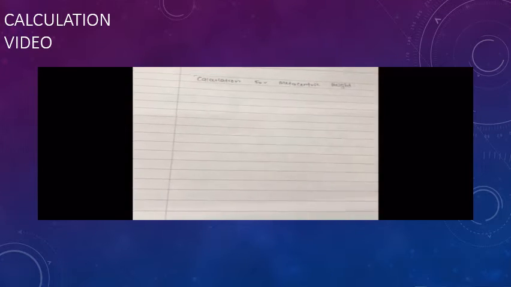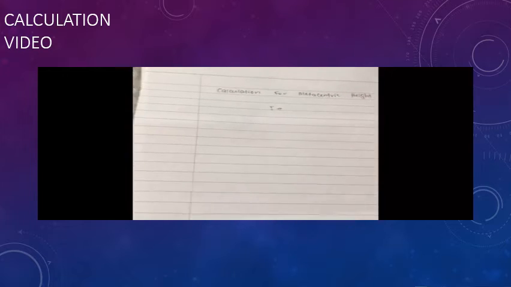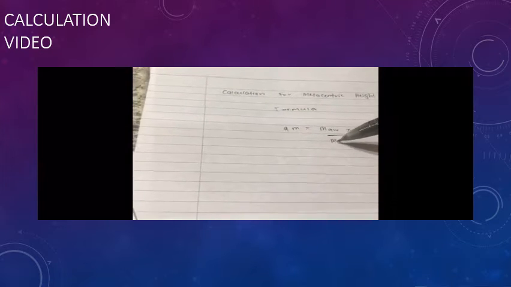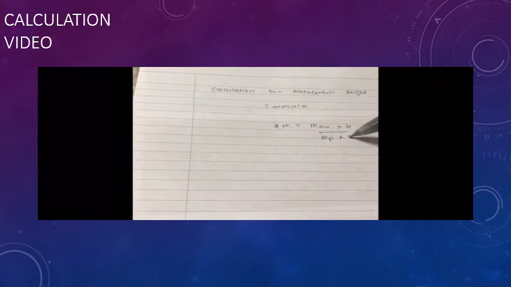So the formula is AM equals MAW times B over the MP times sin theta.